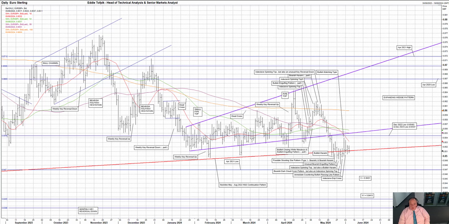Overall, we're still below the lower purple highlighted trend line, currently at 85.50, of the late January to late May expanding wedge pattern. And though we seem to be currently hesitating, it is still a significant move down.